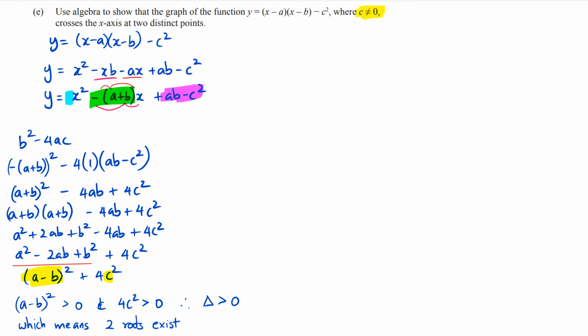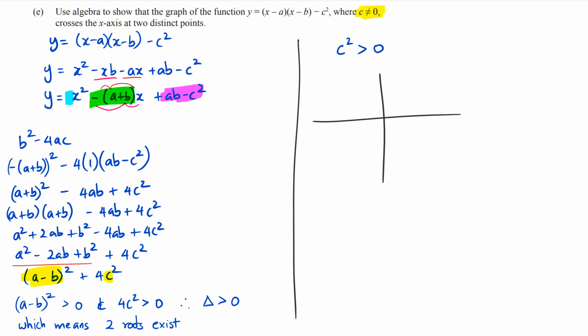Now, if you're trying to figure out the graphical way of doing this question, you could do it like this. The first thing is that because c is not equal to 0, then c squared has to be bigger than 0. Now, if c squared is bigger than 0, in a graph method, it's going to look like this, where your 2 roots are going to be there, where this is a and this is b. Maybe I should have put something like this. And then c squared is going to be here.